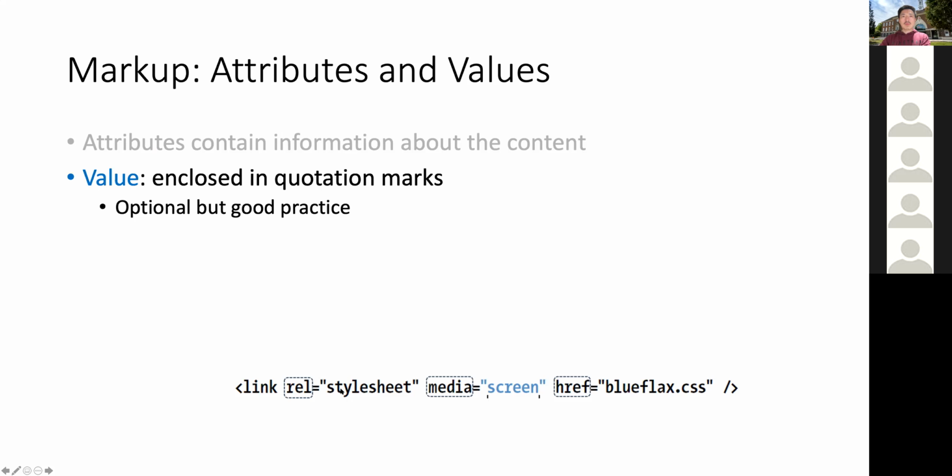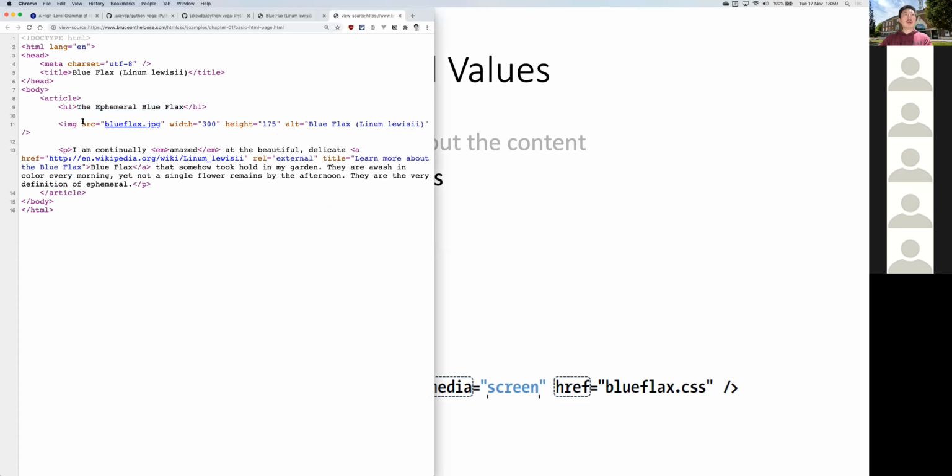Okay, so for these attributes, not all of them are compulsory. Some of them are optional. For example, if we go back to this image example, the source attribute is compulsory, because without the source, you will not be able to see the actual picture. And width and height are optional, so you can choose to not set the size of the picture, which is actually usually recommended, and then the picture will just display at its original size. That still works completely fine.